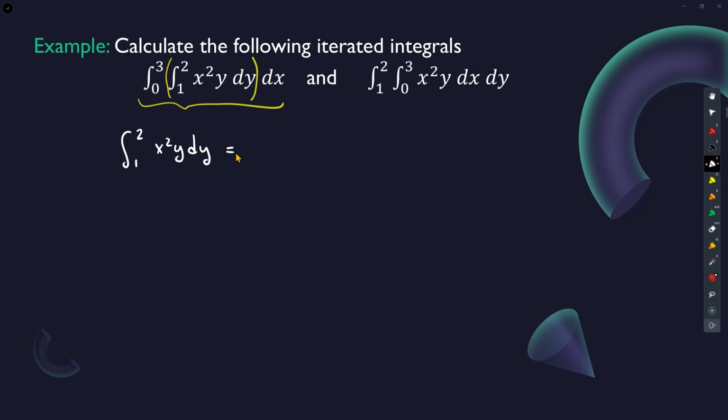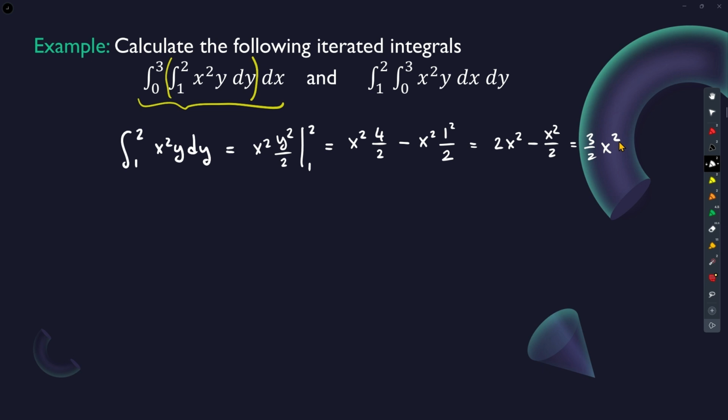That is a constant times y, so the integral of that function will be x squared y squared divided by 2, and that is between 1 and 2. So that is x squared times 4 divided by 2 minus x squared times 1 squared divided by 2. So that is 2x squared minus x squared divided by 2. So that is 3/2 x squared. So that is the answer of the first integral, or the integral within the double integral.